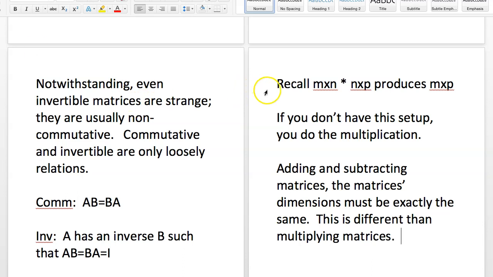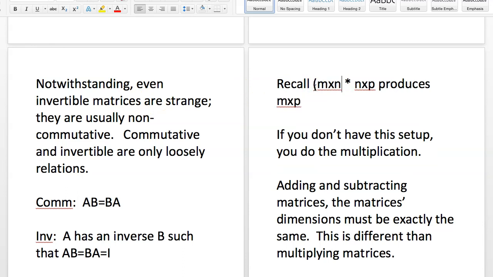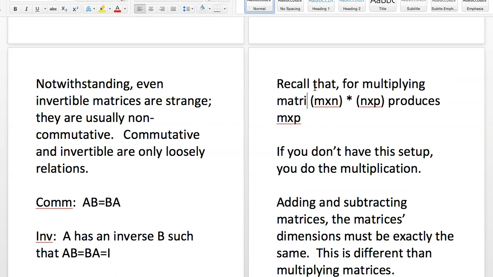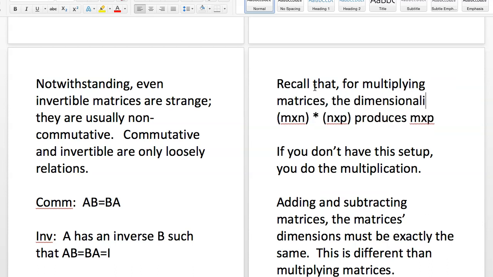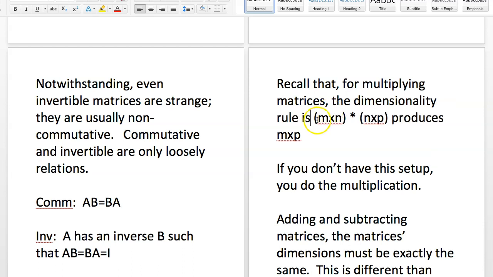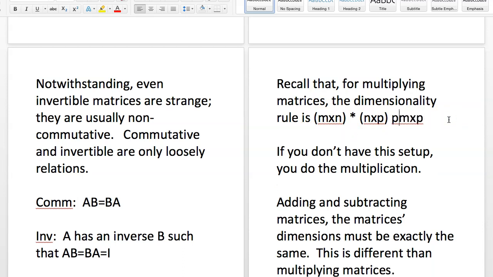Because multiplying matrices, so recall, and how about, this is almost too concise. It's correct, but it's too concise. Recall that for multiplying matrices, the dimensionality rule is this guy right here. And now the word produces doesn't fit with good English anymore. So how about I do that? Okay.